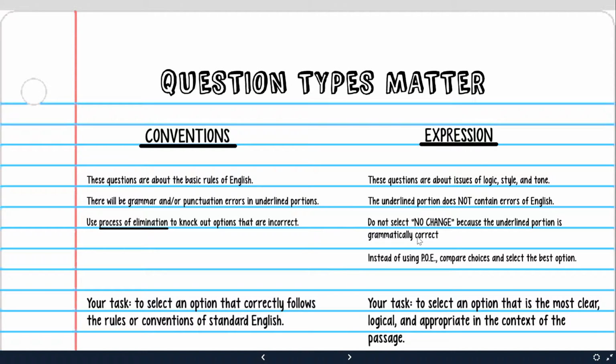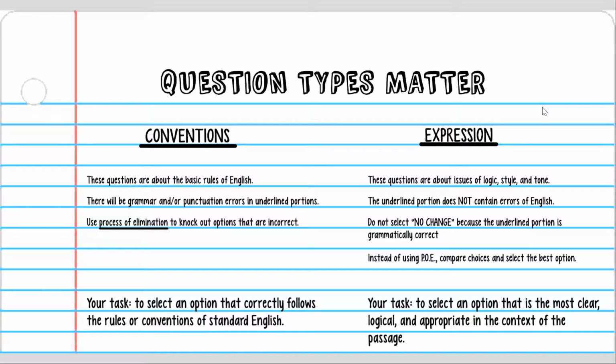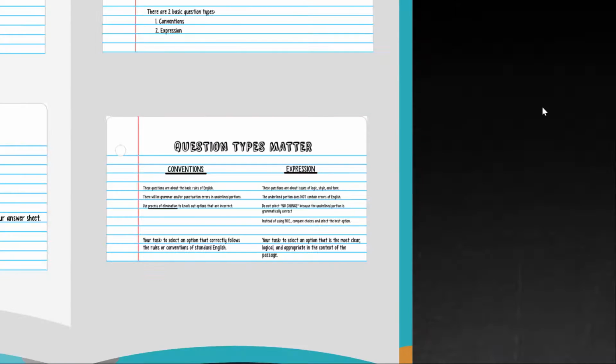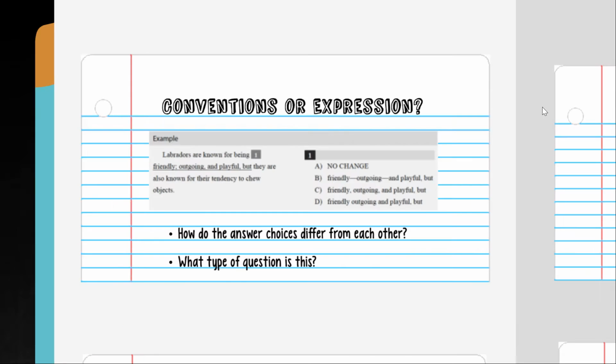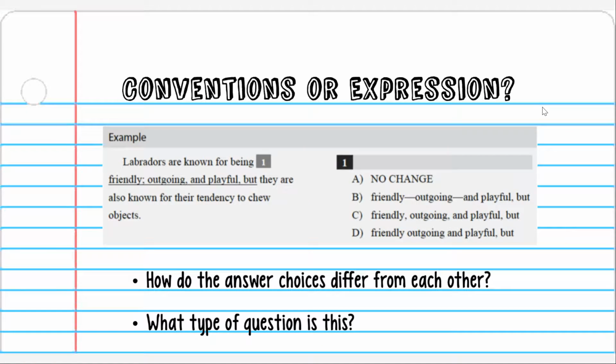And it shows you your tasks underneath each. To select an option that correctly follows the rules and conventions of standard English for conventions, and for expression, to select an option that is the most clear, logical, and appropriate in the context of the passage. Okay, so now here we're going through and trying to get the students to think about, well, what questions are relating to conventions? What questions are relating to expression, right?